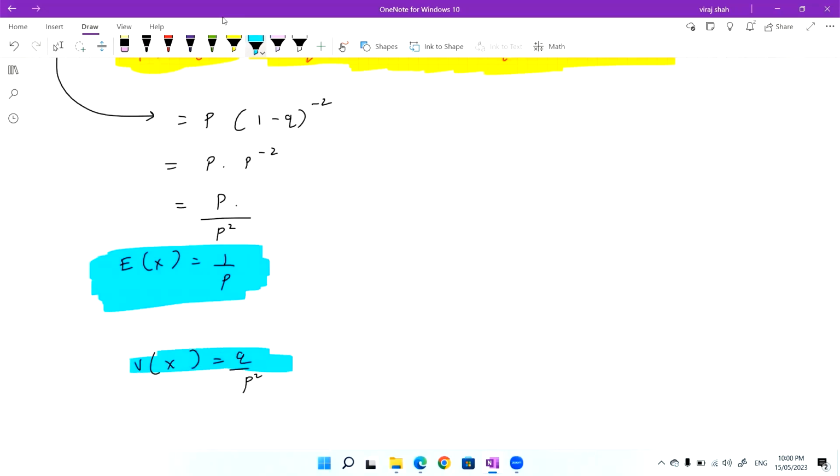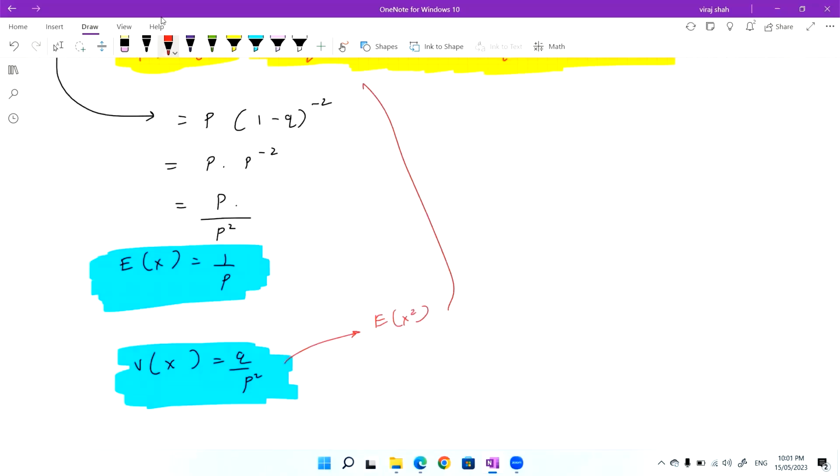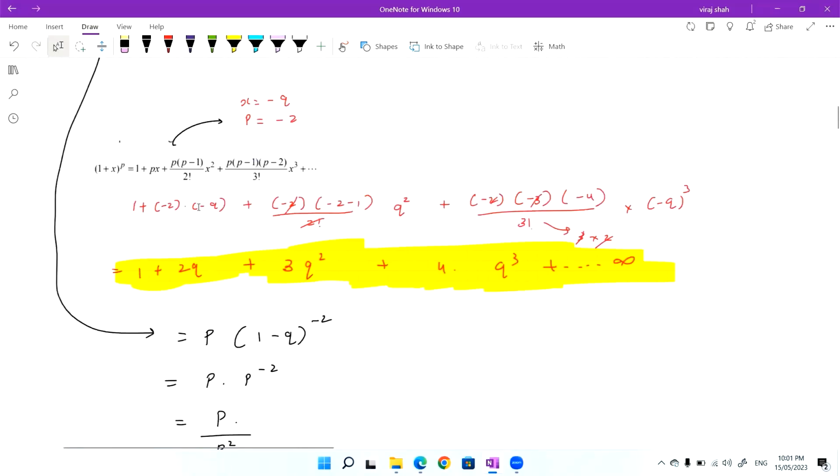How you can solve this? You can try this on your own. I'm not doing this solving. How you can do this? First, calculate expectation of x square in the similar format as this. Then use your simple formula, expectation of x square minus expectation of x, the whole square. The basic formula, and you will be good to go. So this is how you can solve this. I'm not solving this because the proof is not important. Okay. So yeah, this was type 1.